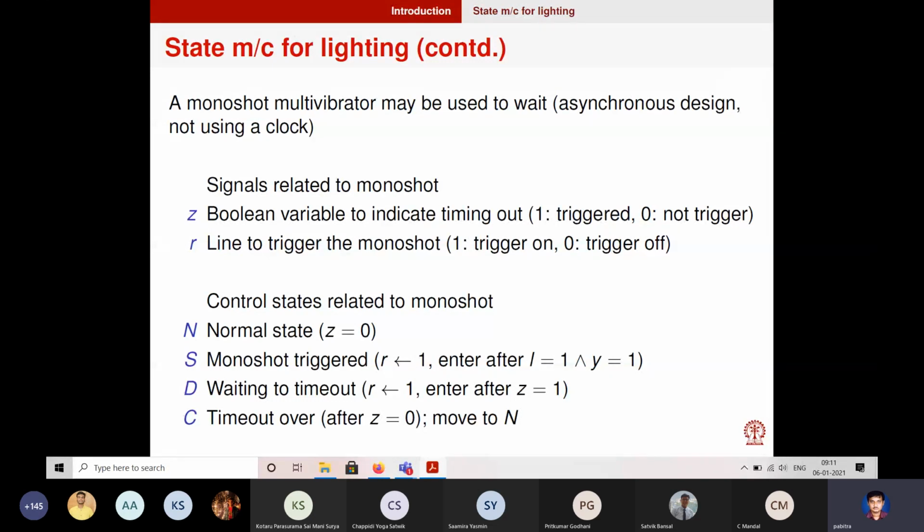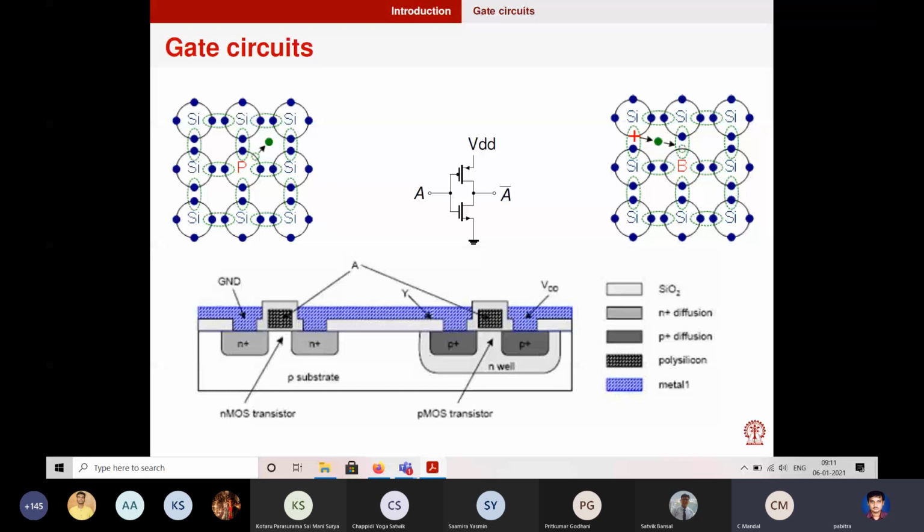So what we will do next is that we'll study some of the circuits involving semiconductor devices that will be used.